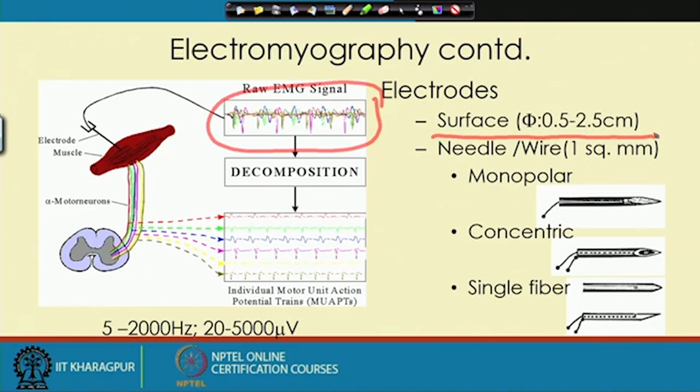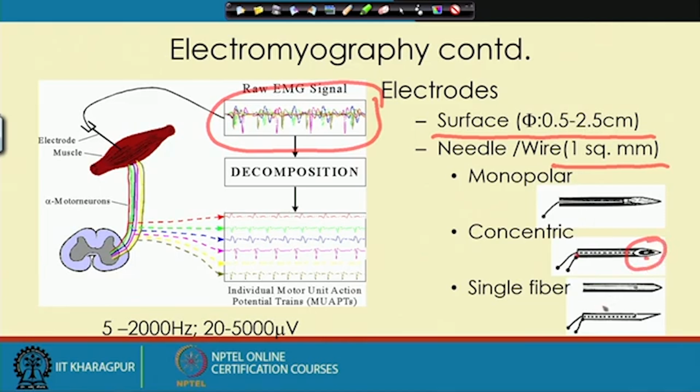Now, if we want to pinpoint and collect more specific information, then we need to go for needle or wire kind of connections. The typical cross section of it is about 1 square millimeter, and there could be different kinds of needles. It could be monopolar, where the needle is connected to one wire, or it could be concentric, that means two connections are there, one from the sheath, another going through inside. So, we can get very localized activity within this region.